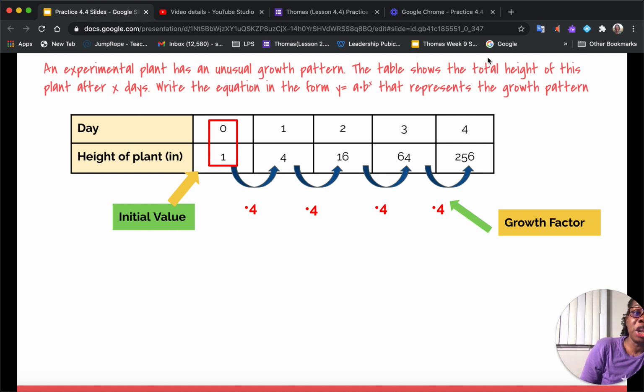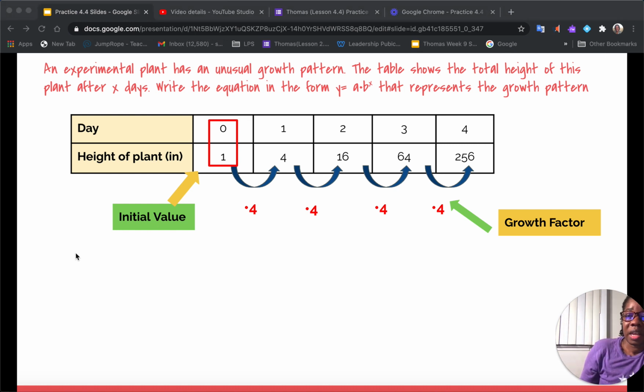So what we know so far is that a is equal to 1, and we also know that b is equal to 4. That would therefore mean that the equation that represents this growth pattern for this plant would be y equals 1 times 4 to the x.